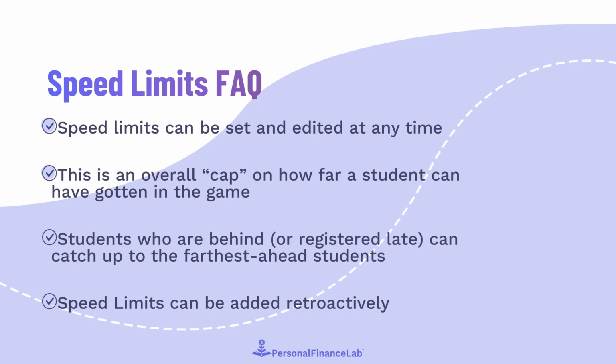The students who are behind can always catch up to the farthest students, and you can put this in place retroactively. So in the case of the student who's already too far ahead, when they logged in the next time, they saw that there was now a speed limit and they're going to need to wait.